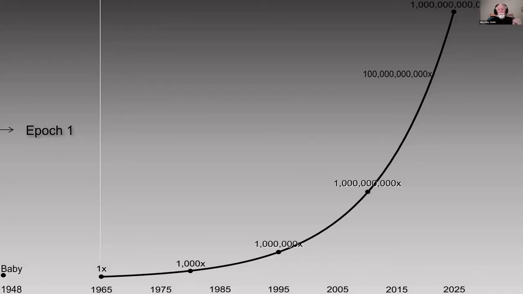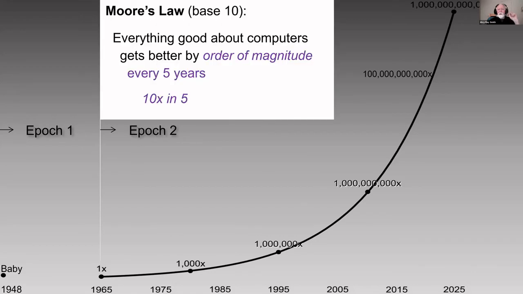So far, I've been talking about what I call epic 1 of computer graphics, of computer history. You see Baby at lower left, 1948. But in 1965, something remarkable happened. Beginnings of epic 2, defined by Moore's Law.